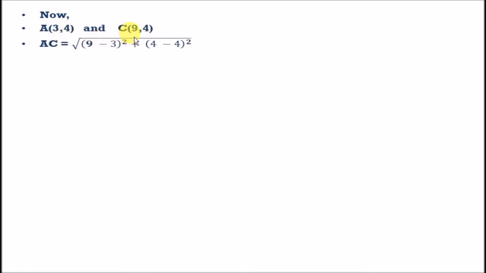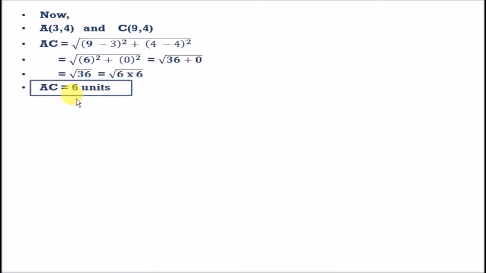So AC equals under root (9 minus 3) whole square plus (4 minus 4) whole square. So 9 minus 3 will give us 6, that is 6 square, plus 4 minus 4 will be 0, that is 0 square. So 6 square is 36, 0 square will be 0. So 36 now can be expressed as 6 into 6. So the length of AC is 6 units.